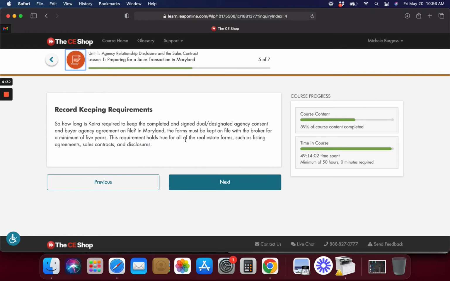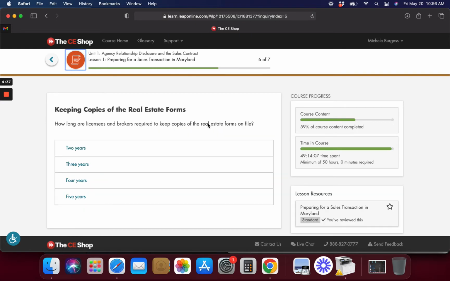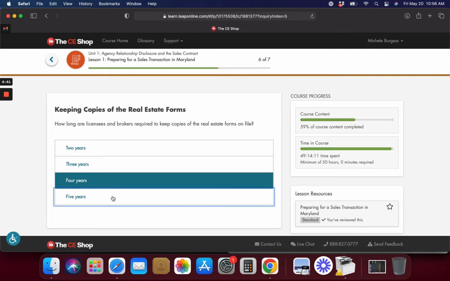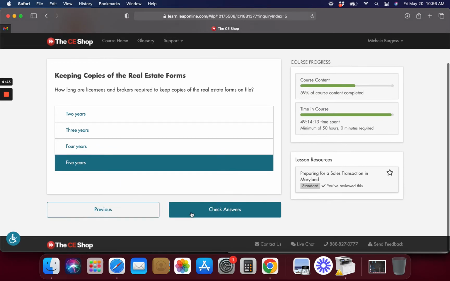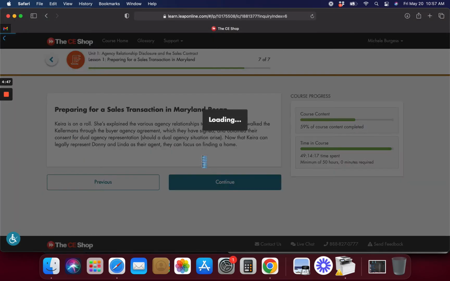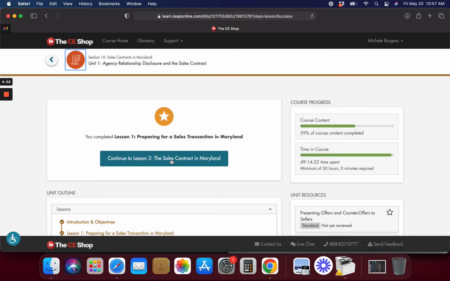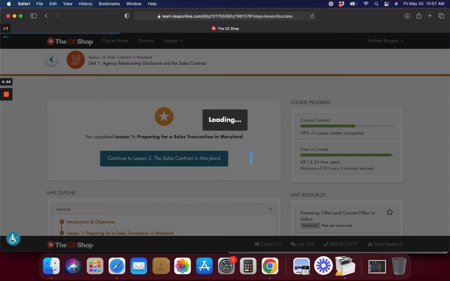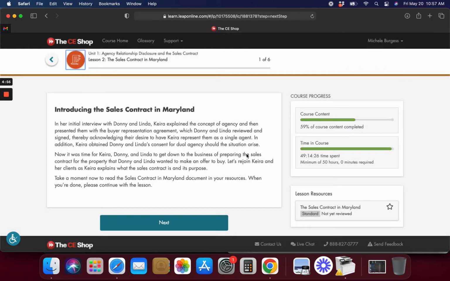Okay, record keeping requirements. In Maryland, you have to do 5 years, so you'll need to find out what it is in your state. It might not be as long in other states. I don't know. I know for Maryland it's 5 years. So this could be a state question, and you'll probably need to know it specifically for your state.